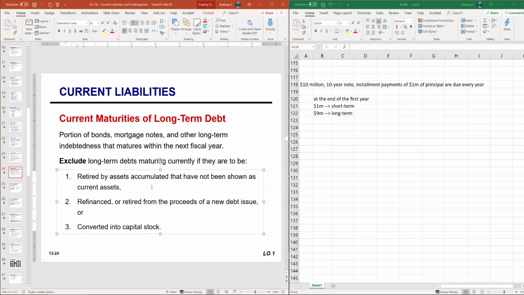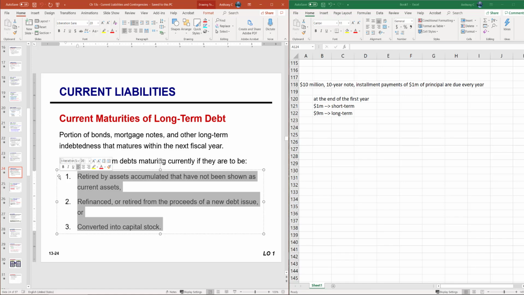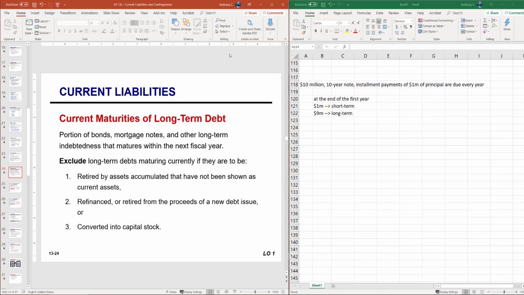The basic idea here is if we go back to the definition of a current liability, we said a current liability by definition should be paid off with a current asset or the creation of another current liability. In these three situations, we're not paying off the liability with either a current asset or another current liability, so we can't classify that currently maturing portion as a current liability because it doesn't meet the definition.